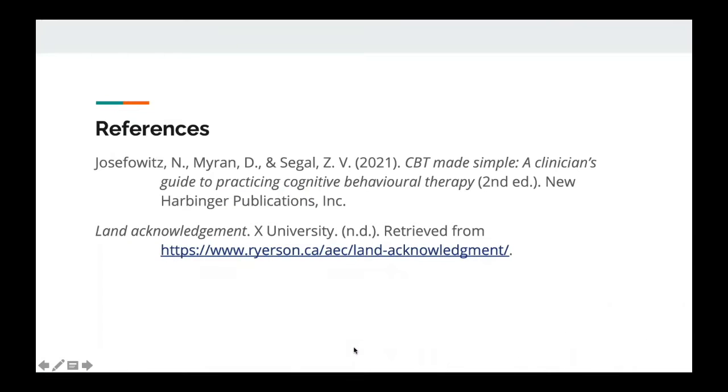All skills we demonstrate today will come from the book CBT Made Simple: A Clinician's Guide to Practicing Cognitive Behavioral Therapy by Josefowicz, Mirren, and Segal. We will be using questions and example scripts from the book, but in particular, we will draw from the example of Suzanne that is presented throughout the book.